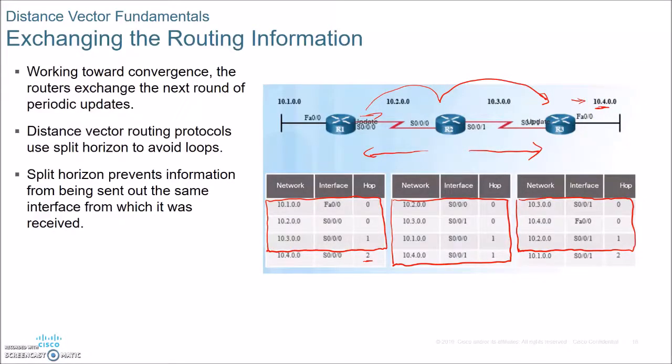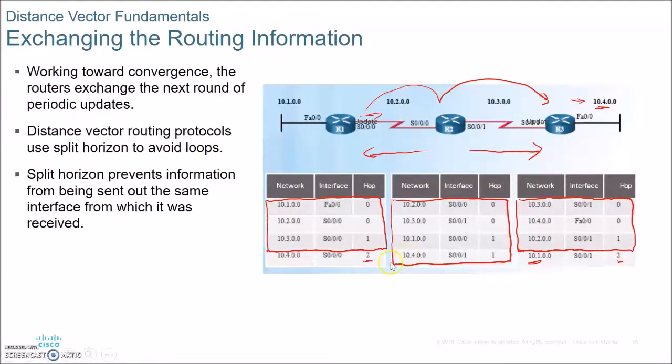The same goes for R3. R3 received the entire new routing table from R2. It will compare, and realize 10.1 is something new, and it's again 2 hops away. After this, we will have achieved convergence, which we will look at in the next slides. The routing table will have stabilized.